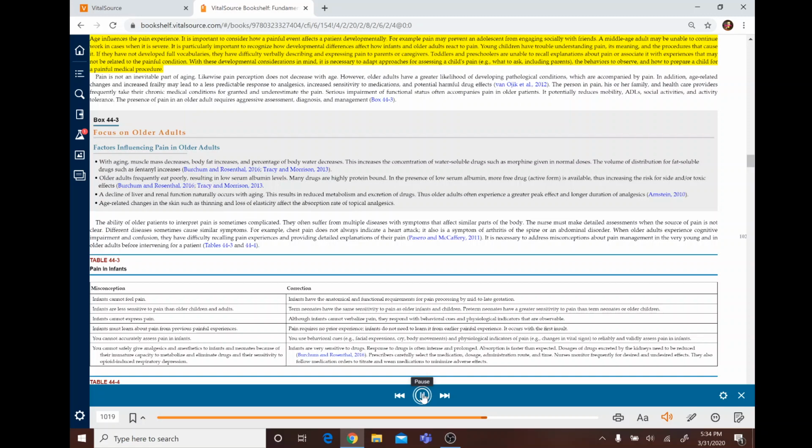With these developmental considerations in mind, it is necessary to adapt approaches for assessing a child's pain, for example, what to ask, including parents, the behaviors to observe, and how to prepare a child for a painful medical procedure.